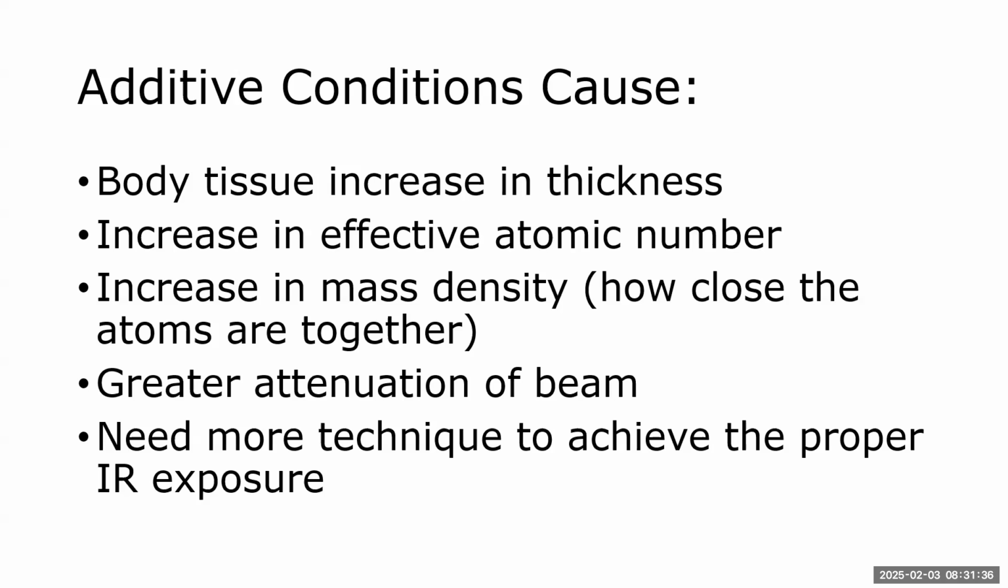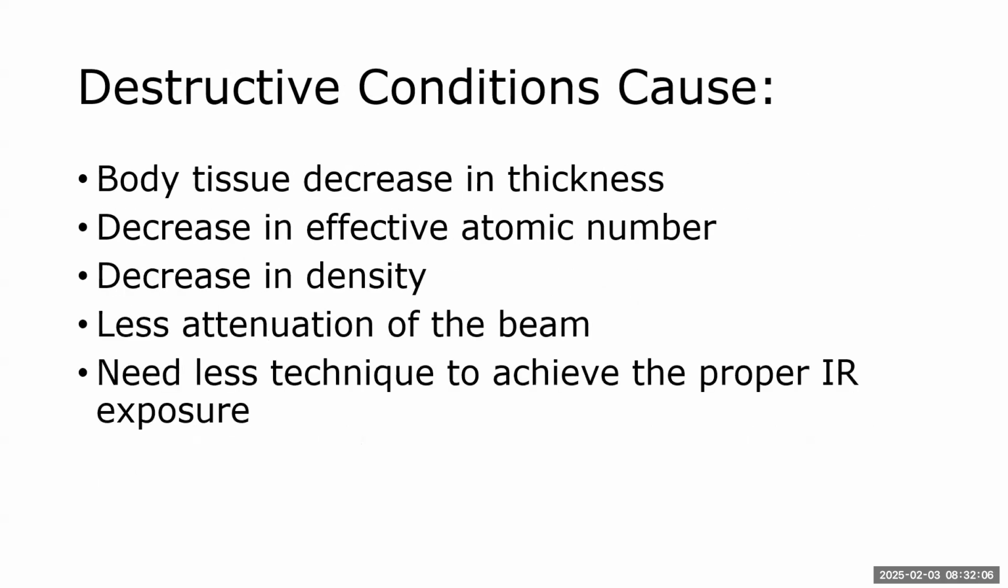There is less radiation passing through to the IR because more is being scattered or more is being absorbed. So when we say it has greater attenuation of the beam, that's why we have to increase the mass to compensate for that loss. That's why we call it additive. Exactly right. So subtractive would just be the opposite: less attenuation of the beam, which means when it's a subtractive condition, more of those photons are probably going to make it to the IR. So we don't need as much mass for things like emphysema.